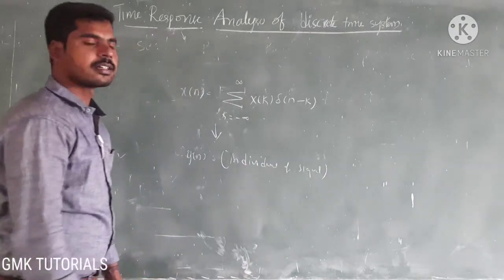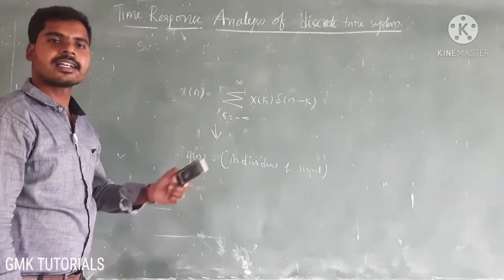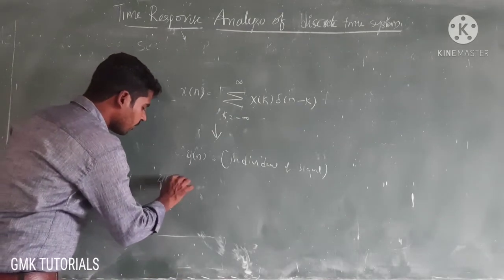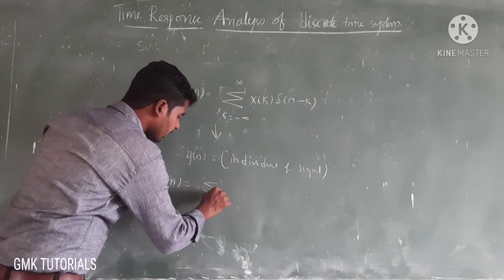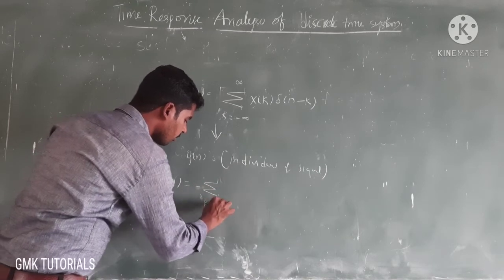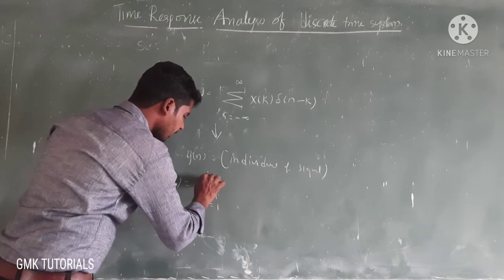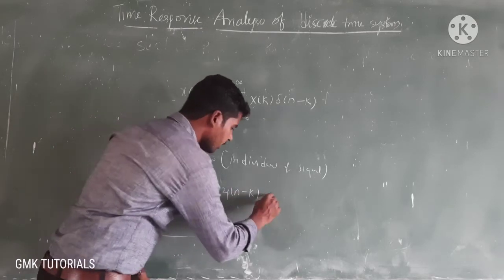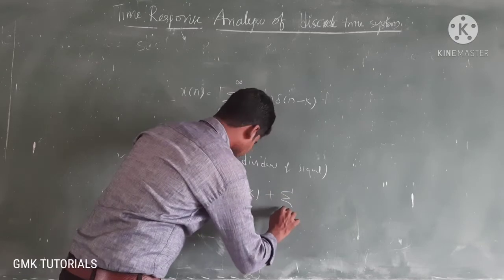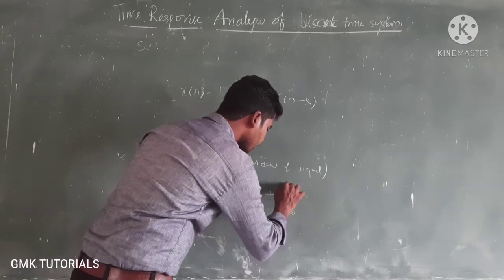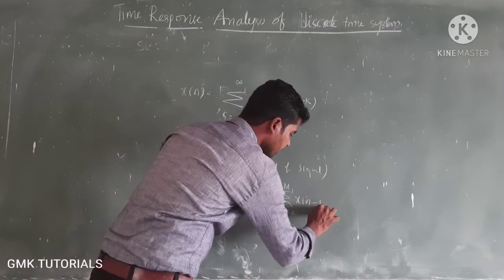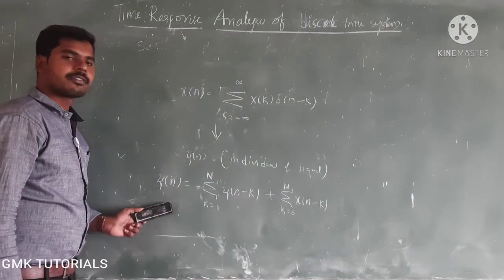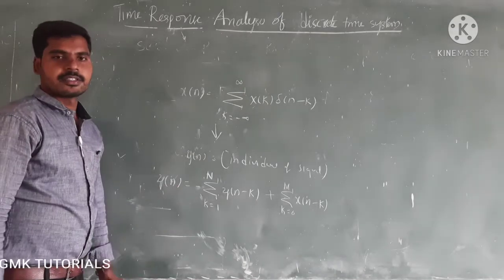And the second part means the response of the system can be directly found with the help of a difference equation, that is, y of n is equal to minus the sum over k equal to 1 to N of a k into y of n minus k, plus the sum over k equal to 0 to M of b k into x of n minus k. So this is a generalized equation for the difference equation of the corresponding discrete time system.